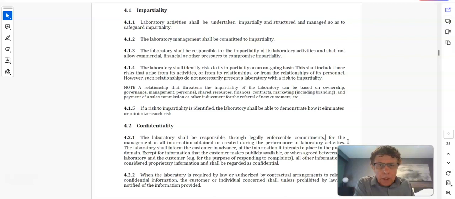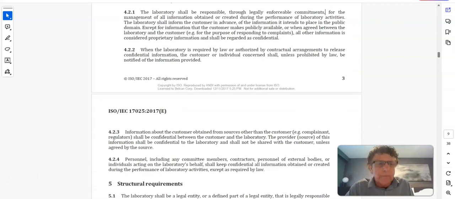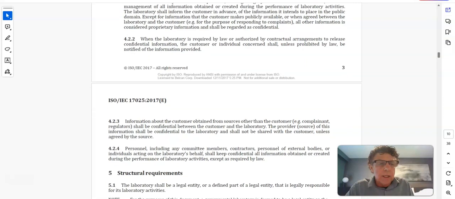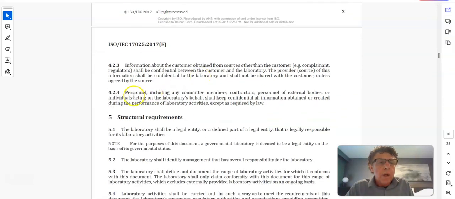Typically a company will ask that employees sign this agreement, and usually that's done in an employee handbook. And oftentimes, just to not have so much documentation, labs will combine their impartiality policy with their confidentiality policy and have employees sign that. And that's kind of where you want to go with that. One thing, though, I do want to cover, because I give a lot of nonconformances in the area of confidentiality, is section 4.2.4. Personnel, including any committee members, contractors, personnel of external bodies, or individuals acting on the laboratory's behalf, shall keep confidential all information obtained.